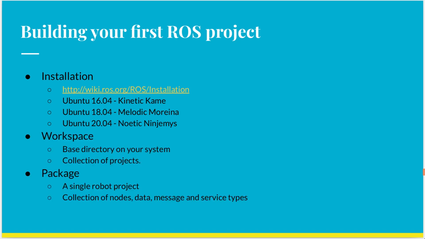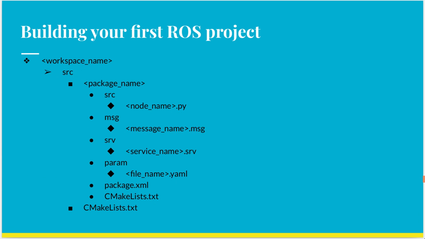After installation, we need to create a folder in our system inside which all the ROS based projects will be put. This base directory is called the ROS workspace. A ROS package is basically a collection of all the nodes, data, and other files required for a single robot project. So all the software for a single robot project can be organized into a ROS package, and multiple ROS packages can be put into a ROS workspace. This shows an example view of a ROS package inside a ROS workspace.